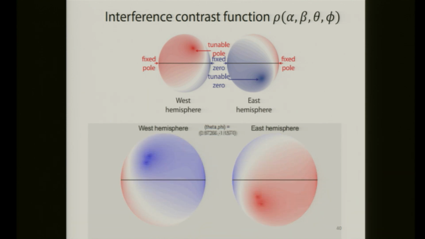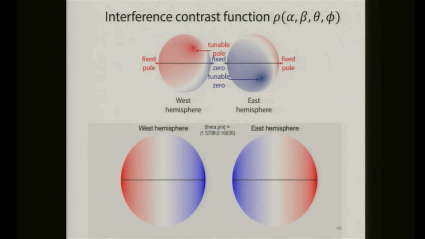But there's a tunable pole and zero that can be tuned along the entire surface of the Bloch sphere as a function of the synthetic gauge fields. I call this pattern the Pepsi pattern. So our goal is to measure this Pepsi pattern.